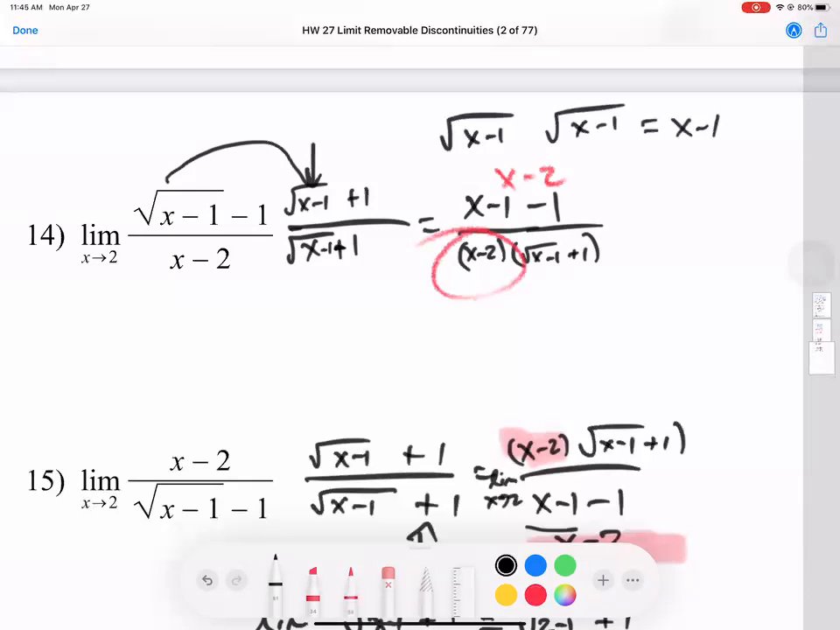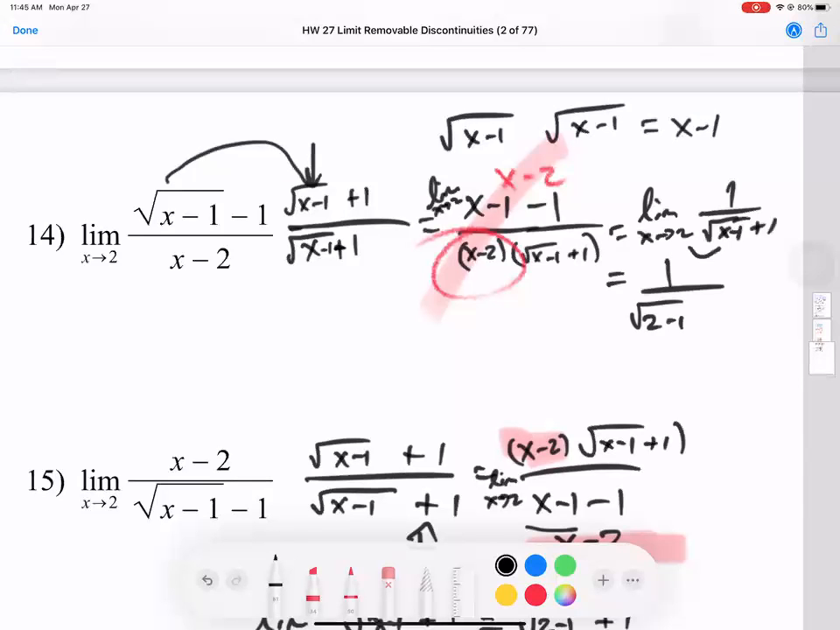Oh, darn it, I forgot to write limit. So it's a limit as x approaches 2. Since we can divide that out, we're left with 1 on top over square root of x minus 1 plus 1. Simplifying that, we're going to plug in our 2. 1 over square root of 2 minus 1 plus 1. 1 over square root of 1 plus 1 is 1 over 2.